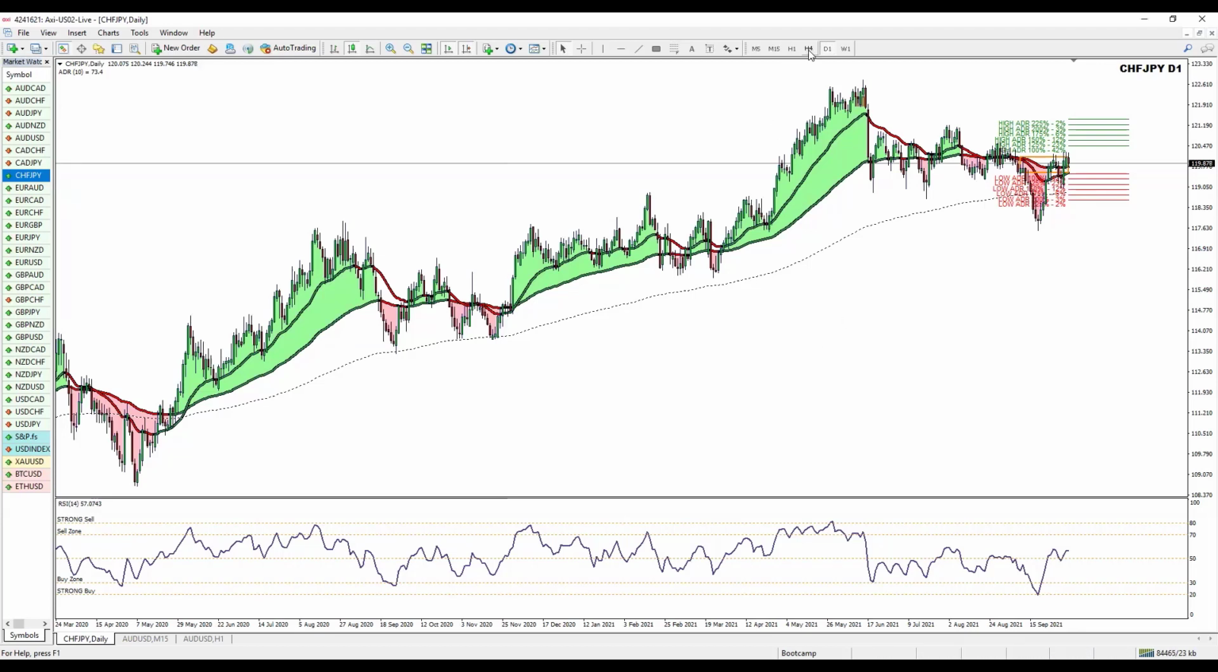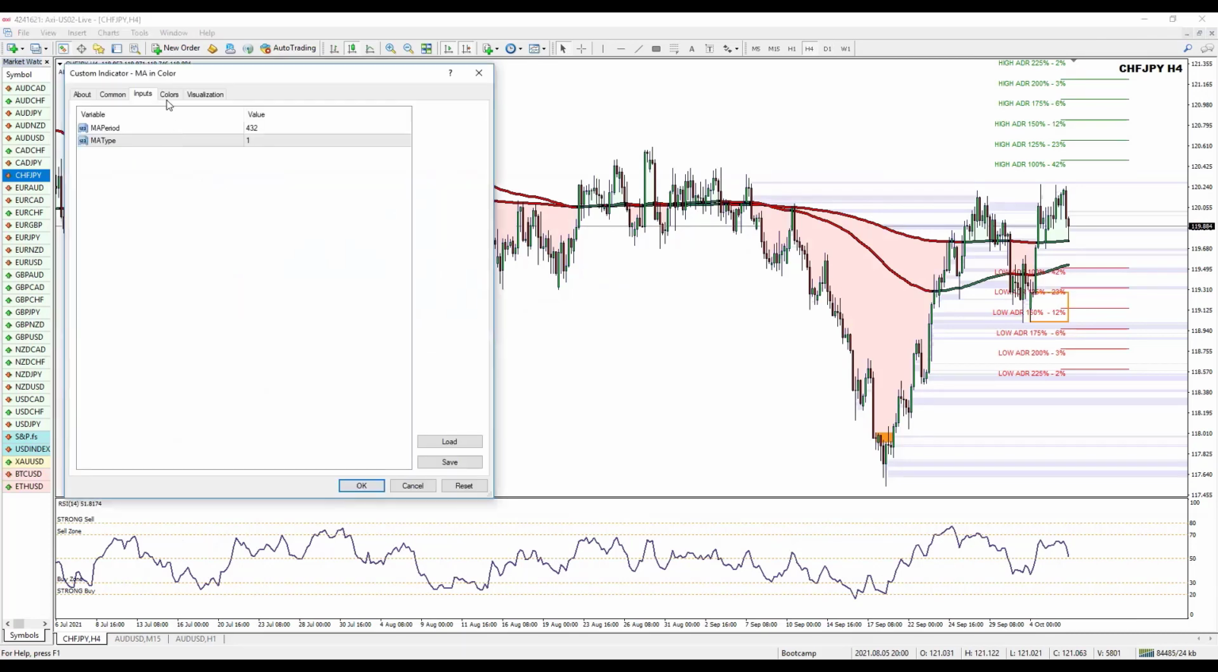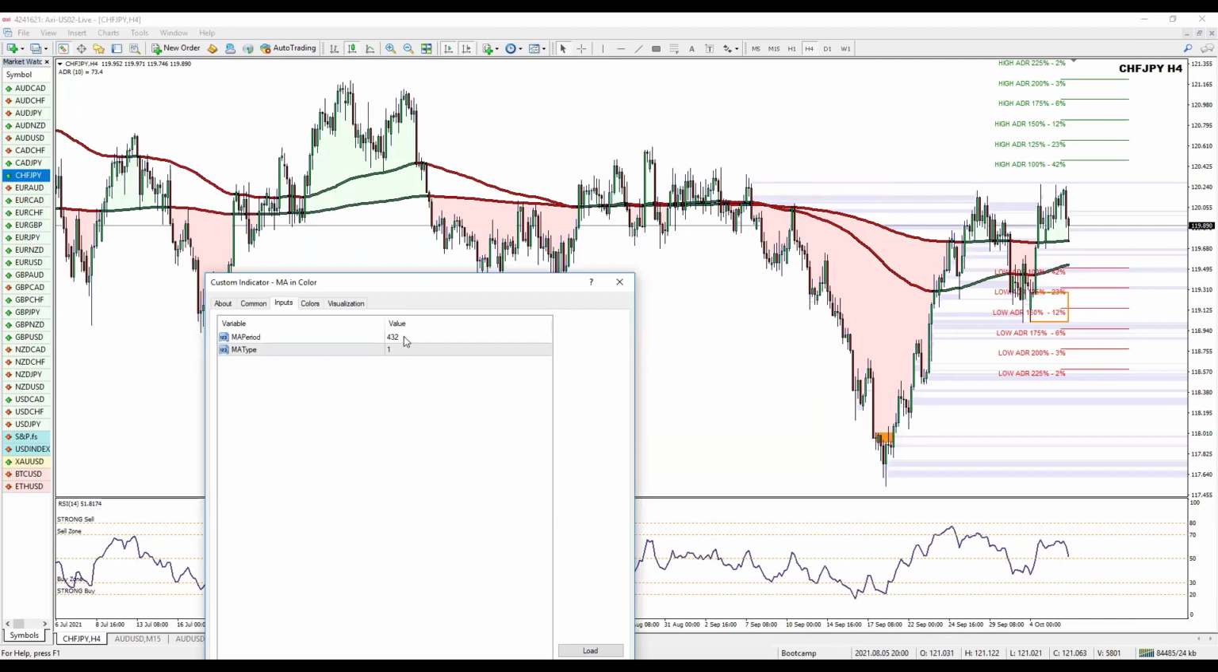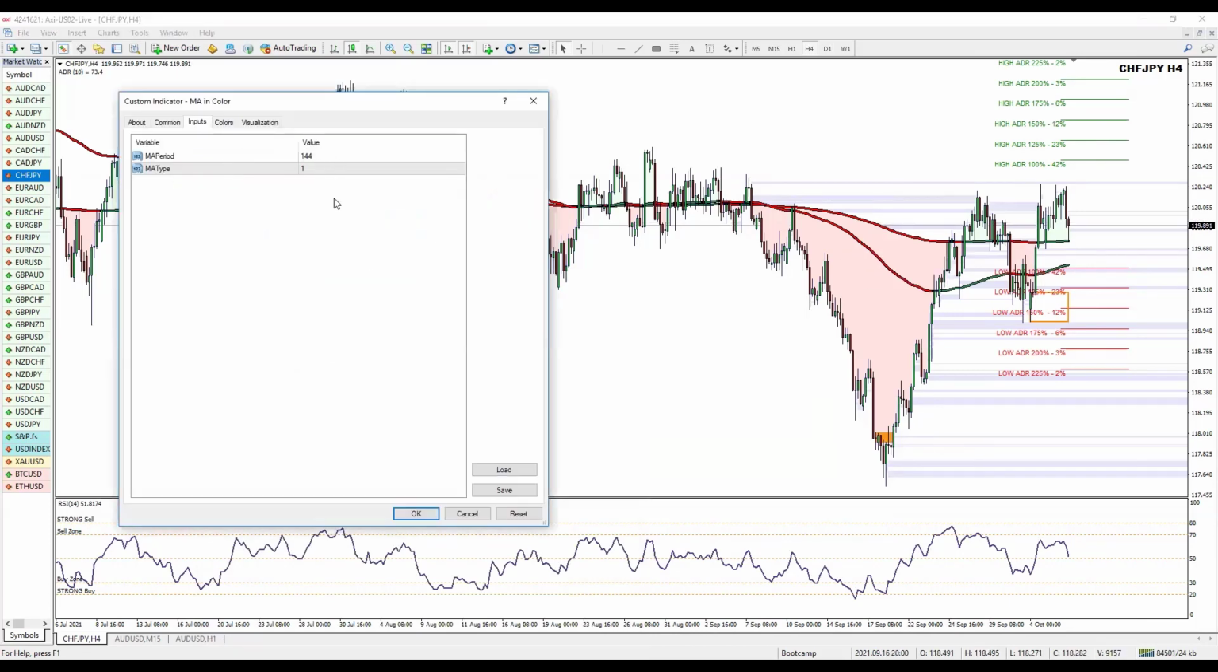Now, I also like to look at the daily moving averages on the 4-hour chart. The way that I do that is when I flick down to the 4-hour chart, I change the settings of my indicators so that my 72 EMA is 432, and my 24 EMA is 144.